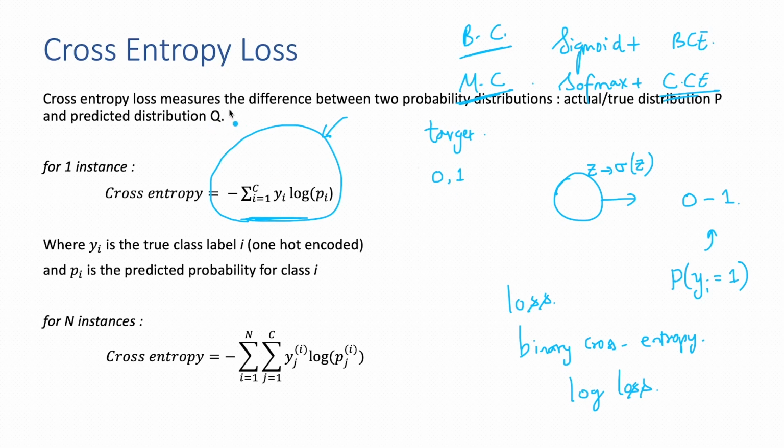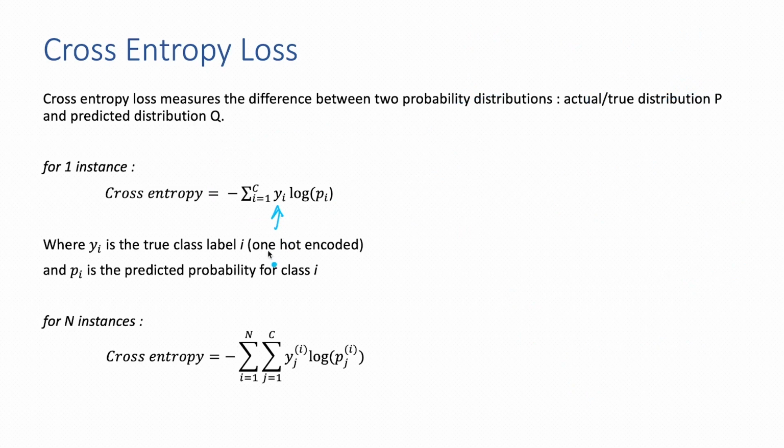However, categorical cross entropy loss here measures the difference between two probability distributions, one of which is going to be the actual or true distribution, which is given by P. The other one here is going to be the predicted probability distribution, which is Q. So yi here is expressed as the true class labels. So yi here is going to be the true or actual labels. pi is going to be the probability values associated with different labels.